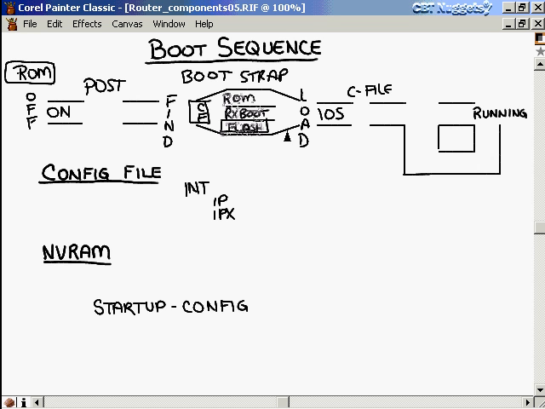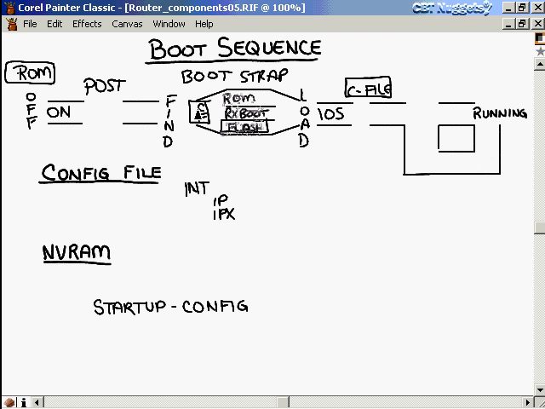We also need to add this to our list of router components. The configuration file is a component. Now, I don't want to have any confusion here. The CF, configuration register, and the C-file for configuration file. I'm simply labeling these because I don't have enough room here to write out configuration register and configuration file.